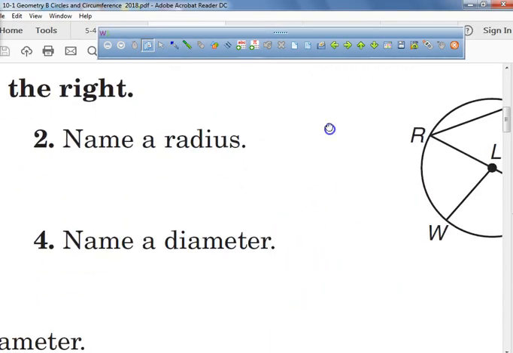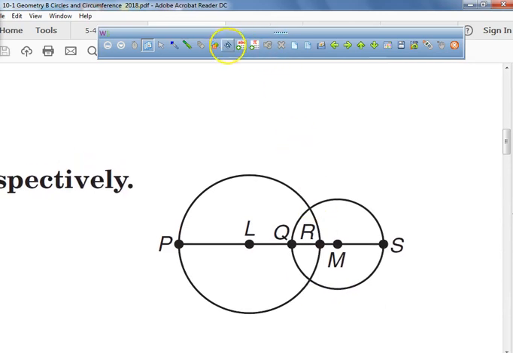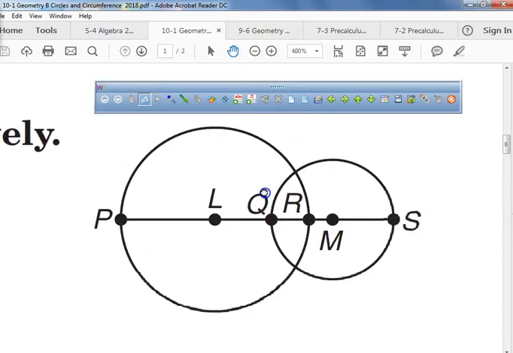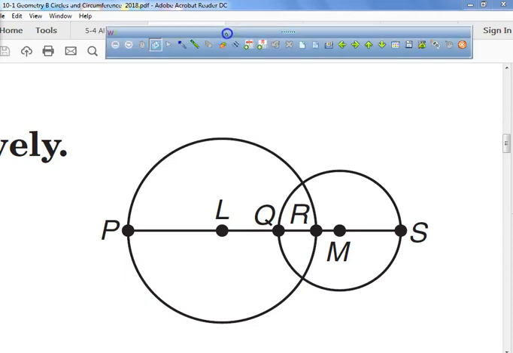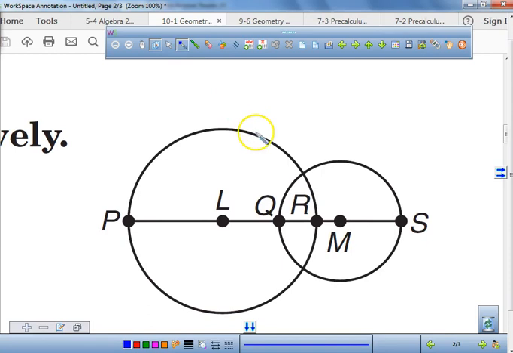So let's go ahead and look at the next problem. I'm going to zoom in real quick, okay? Alex, could you give me some information that could help us with this problem? It's on your paper. I had to zoom in so we could look at it. Give me some information that you think would be useful. Go ahead.